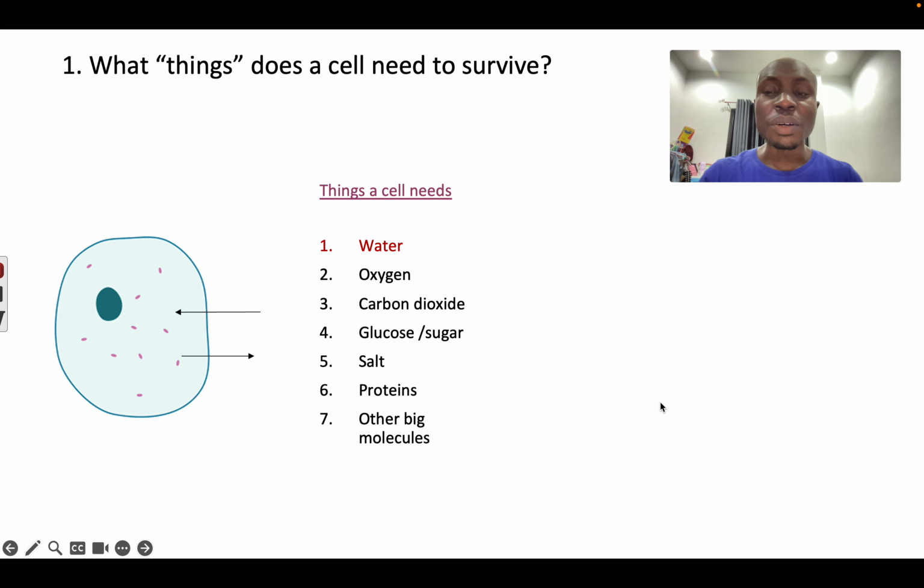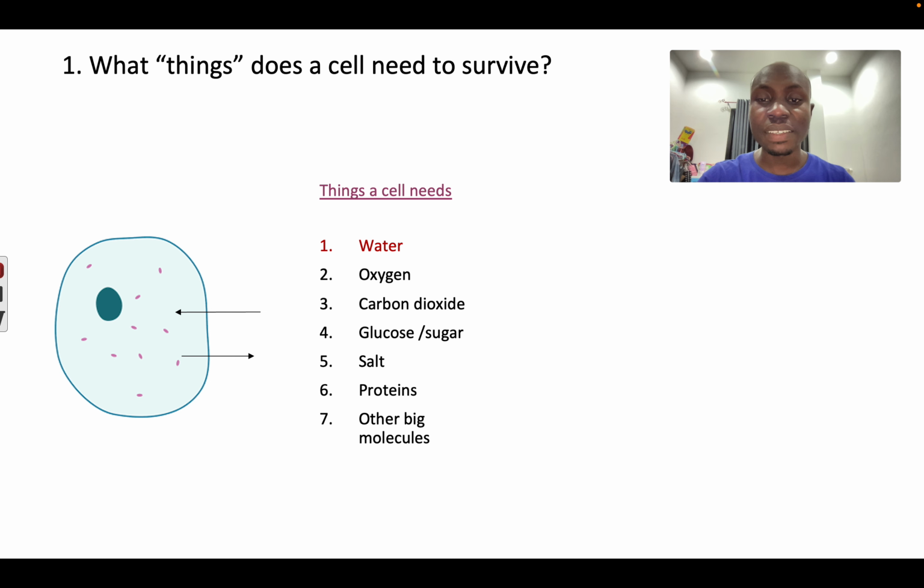So, what things does a cell need to survive? By the way, this is survive in Thai. There are many things that cells need to survive. Example, water. Cells need water. They need oxygen, carbon dioxide, glucose or sugar, salt, proteins, and many more.